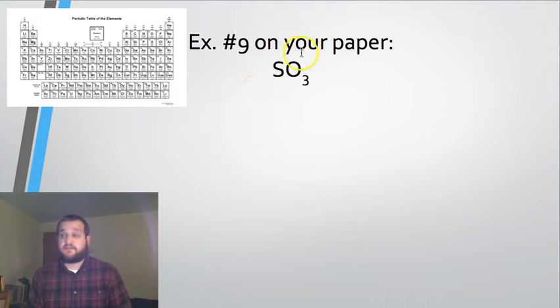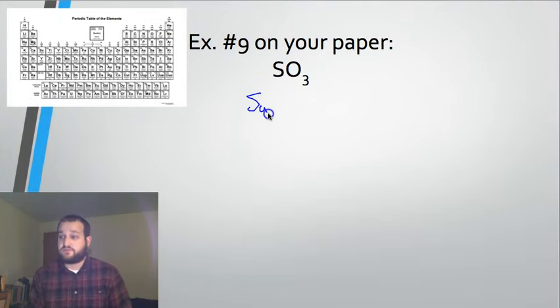Let's take a look at another example here. Here we have SO3. Question number 1, is there a metal? If there's no metal, what kind of bond is it? If it's a covalent bond, do we use the stock system? What do we use instead? All right, so let's go ahead and use those prefixes.